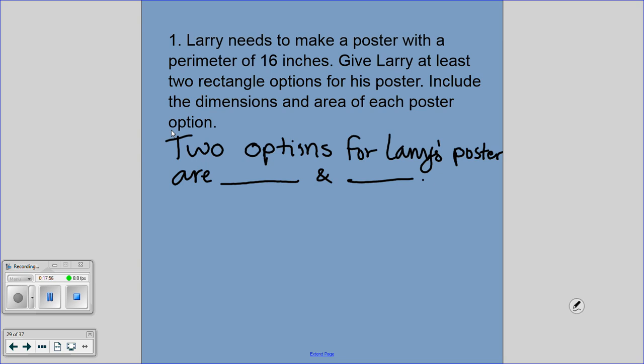We've read the equation. What do we do next? Right here? Make a plan and solve it. What would be our plan? My plan would be that we would find a perimeter of 16 inches. Okay, how are we going to do that?